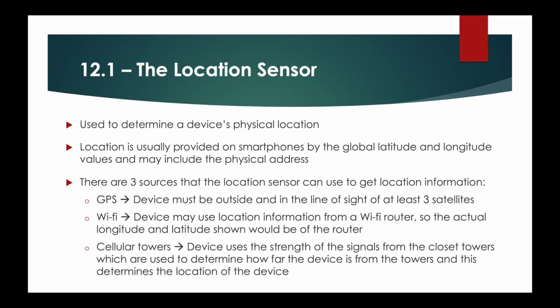The device can also use cellular towers to determine its location. It does this by using the strength of the signals from the closest towers to the device. The strength of the signals are used to determine how far the device is from the towers, and this determines the location of the device. Sensors can be used in many different ways, such as in apps to store an address, to give alerts when the device is a certain distance from a place, to track your travels or to notify others of your location.